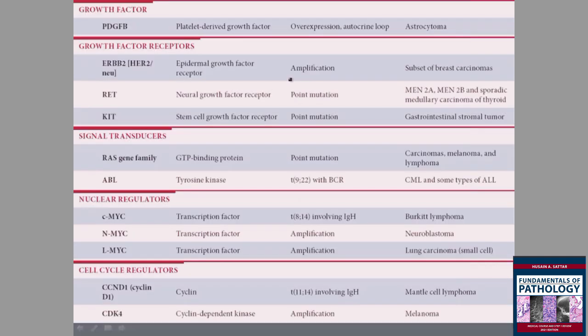Now let's go back and talk a little bit about these cell cycle regulators. The two important cell cycle regulators to be familiar with are, number one, cyclin D, and its association is with mantle cell lymphoma. So cyclin D1 with mantle cell lymphoma. Now again, you need to know for board examinations that mantle cell lymphoma is basically due to an 11-14 translocation. So let's create a little whiteboard and highlight the same principle.